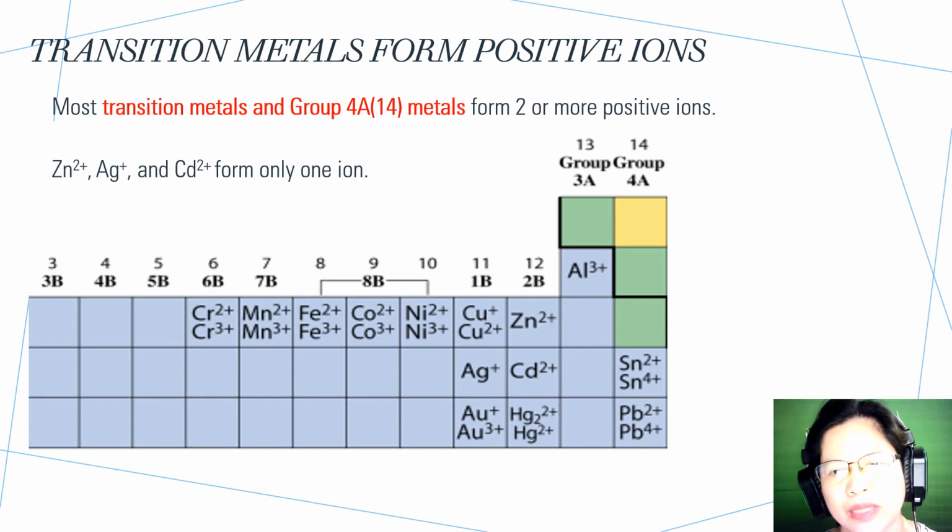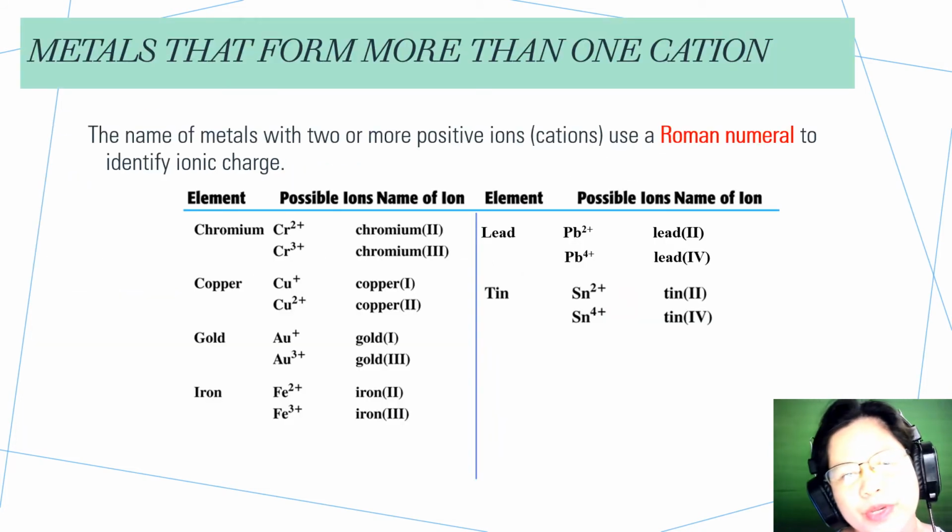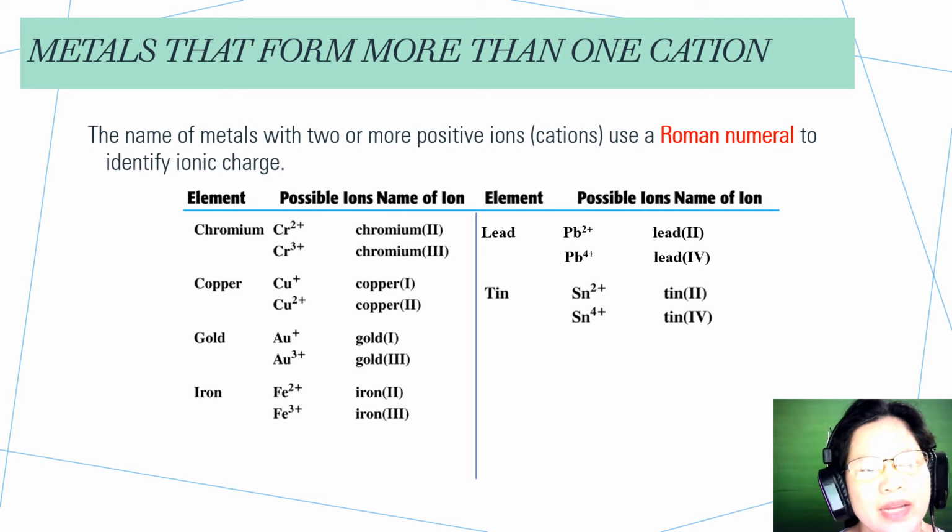numerals. Example, chromium 2. So, ganyan siya pag isusulat mo. Chromium 3, copper 1, copper 2, gold 1, gold 3, iron 2, iron 3. Then for lead, lead 2, lead 4, then tin 2, and tin 4. So nakalagay dyan, name the metals with 2 or more positive ions. The cations use Roman numerals to identify the ionic charge. So, ito yung mga special case doon sa transition metals.